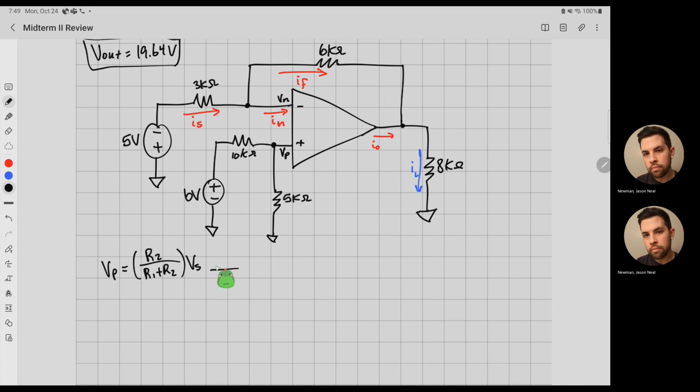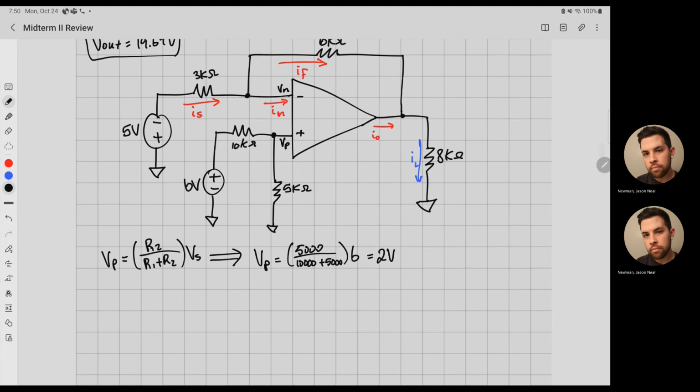Oh, actually, let me do this. VP is equal to, let's just plug in our values that we have here. So R2 is right here. This is 5K. And then we have R1, which is right here. So that's R1 plus R2. And then our voltage source is right here. That's 6 volts, right? So let me write that up. So that's 15. Oh, that's actually just 2.